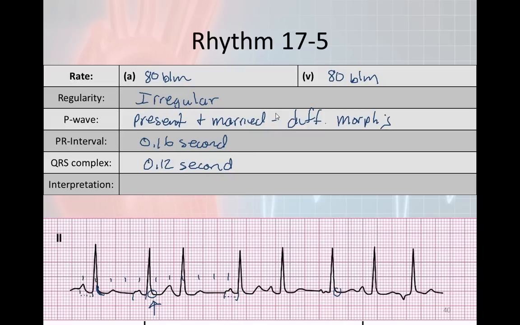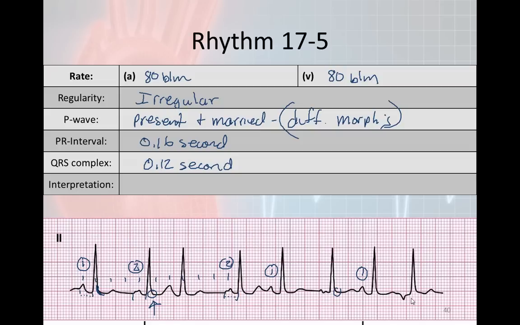So the interpretation: what is the problem that we have? Definitely we have different morphologies. So now let's find out how many morphologies we have. We can have one morphology here. Do we have another one that's a number 1? This might be a number 1, so we'll go with it. This right here looks to be like a number 2. That looks to be like a number 2.